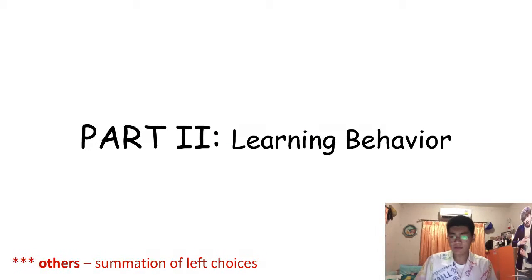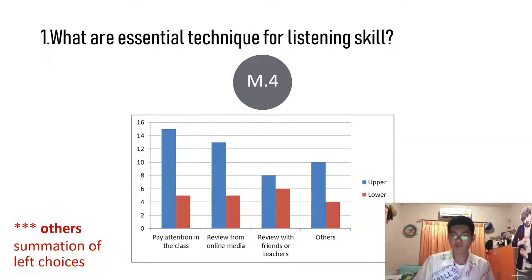Part 2, learning behavior. For the first question, what are the essential techniques for listening skill? From M4, we can conclude that most of the upper students pay attention in class the most, followed by reviewing from online media, and then reviewing with friends or teachers. The lower students tend to review with friends or teachers the most, and then pay attention in class and review from online media equally.